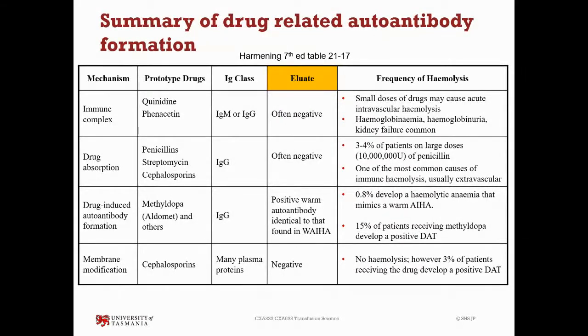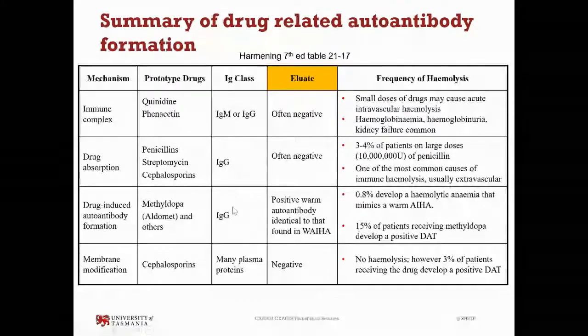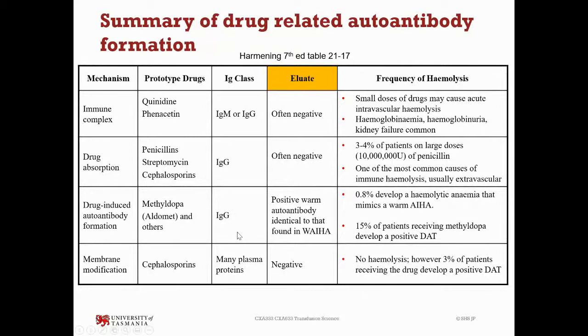So here is a table that I've made for, actually I didn't make it for you, Harmoning made it for you. Here are the mechanisms along the side, the sorts of drugs that can be involved. You can see the hapten or adsorption mechanism: penicillins, streptomycins, cephalosporins, which are quite common antibiotics, can cause drug-induced autoimmune hemolytic anemia. The immunoglobulin class, as you can see, is mostly IgG.